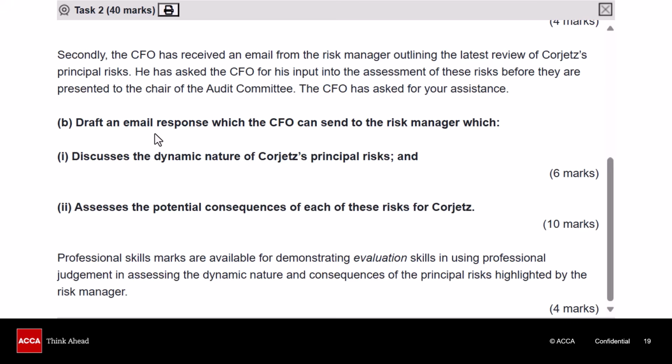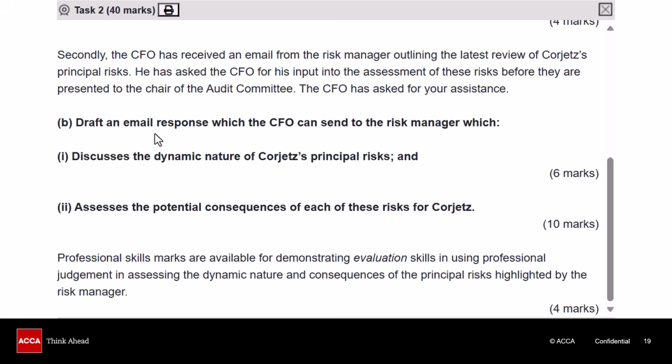of Courgette's principal risks. So clearly in one of the exhibits, you will have been given the principal risks, what they are, and you are expected to discuss that they're dynamic, why they're dynamic, and what needs to be done to make sure that we continue to mitigate against those risks despite their dynamic behavior. In other words, we need to monitor them, we need to continually update our internal controls and so on. That's what the examiner was looking for there.